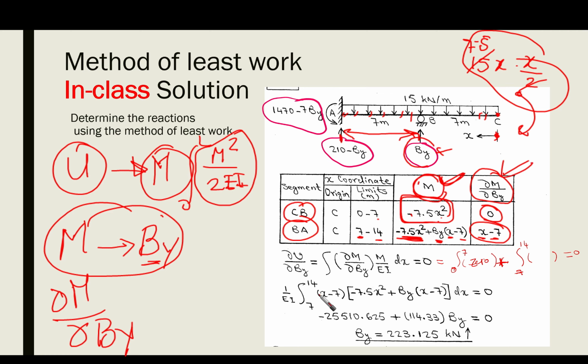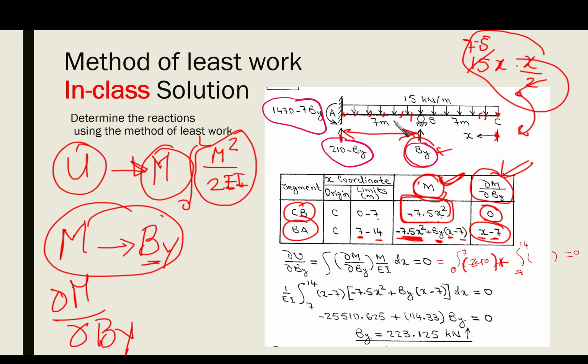Then you are going to put it easily. We are going to have two terms actually. One term for CB, which is from 0 to 7, the integration of what? Yes, it would be 0 here because we have partial M partial By equal to 0. So the term here is going to be 0 for the first part. This part will not contribute anything for us.